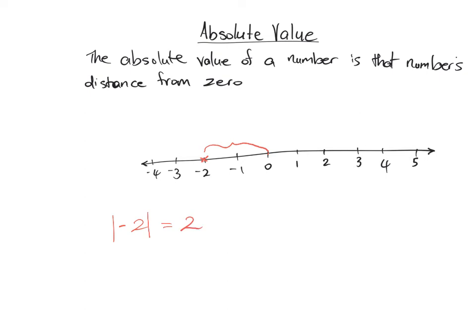All right, let's do another one. What's the absolute value of 4? Well, the absolute value of 4 is 4's distance from 0. If you look at how far 4 is from 0, we have 1 unit, 2 units, 3 units, 4 units. So the absolute value of 4 is just 4. If you notice here, the absolute value of -2 was 2. The absolute value of 4 was 4. Absolute value will always end up being a positive number.